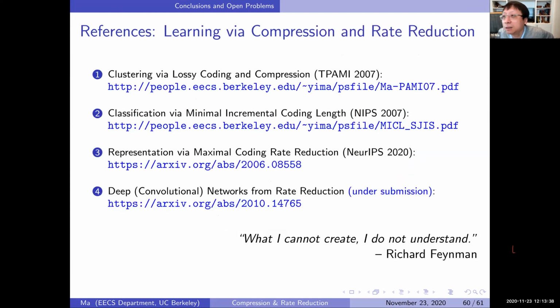Right. So those are some of the references related to this, learning about compression and rate reduction. As I said, many of the work we didn't know at the time. We're actually already doing things beyond deep learning, the clustering, classification, and we're actually very much on the right track. And really, the recent work is just the almost immediate application of what we did about 15 years ago. And this really leads to a very constructive way of deep networks, right?